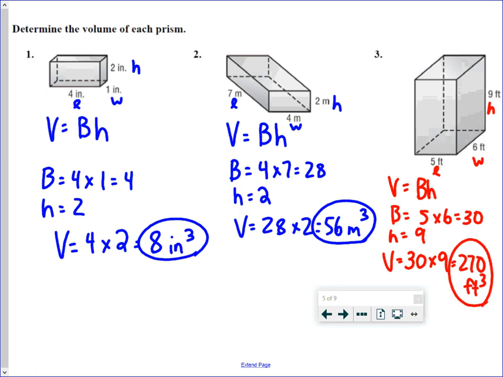So 270 feet cubed. Once again, pause it, slow it down if you need to, rewind it if you need to, but make sure you get all these notes. Make sure you do it the way I'm doing it, because even though you can do length times width times height, you will need to know base area times height.